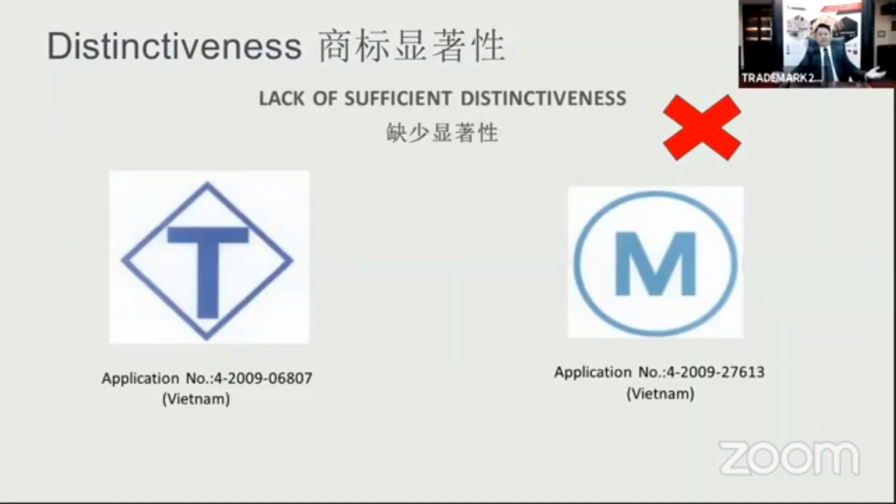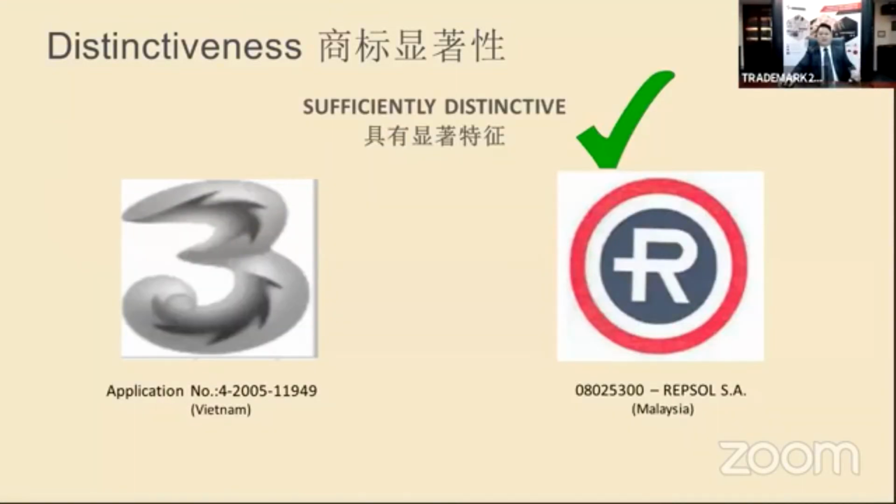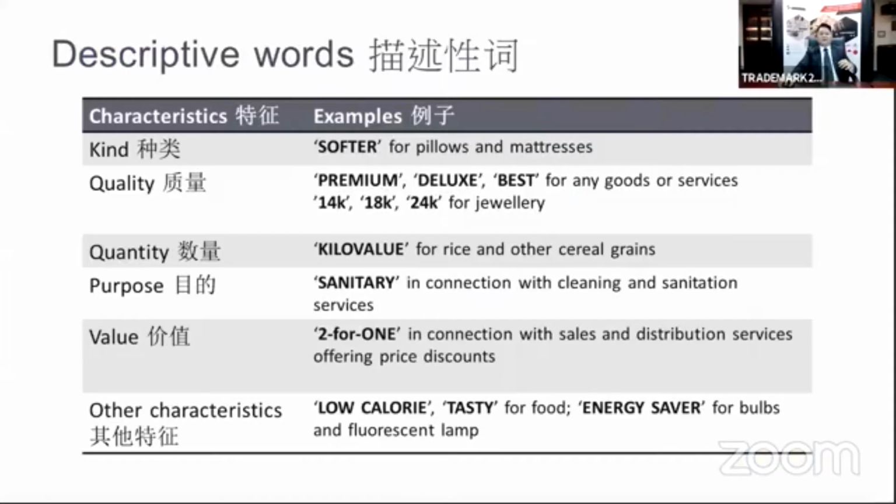These are examples where trademarks lack distinctiveness. I give an example from Vietnam. But this mark possesses distinctiveness, the tree. You see graphically how it designed the R here. Now, these are those descriptive words that you should avoid when you try to design your own trademarks.